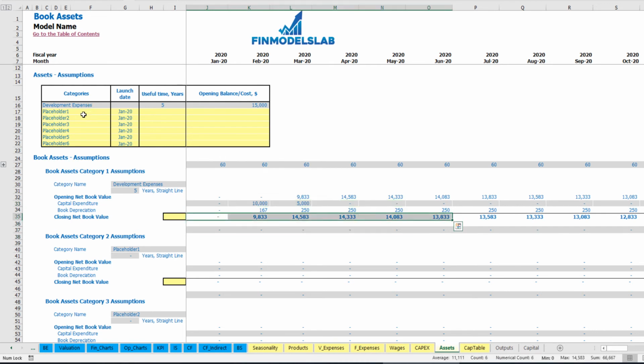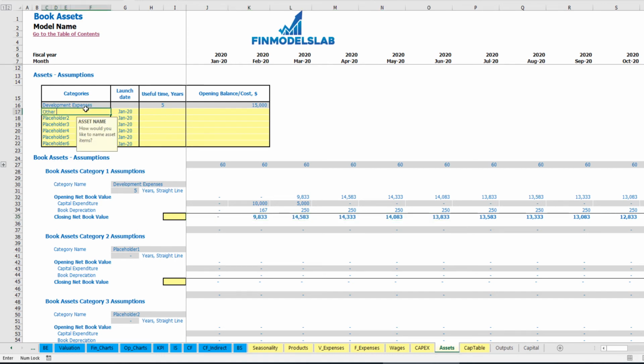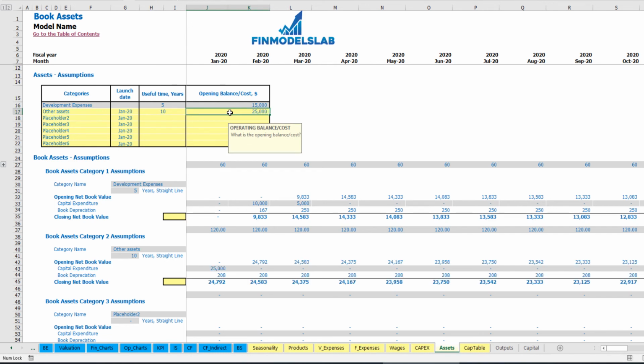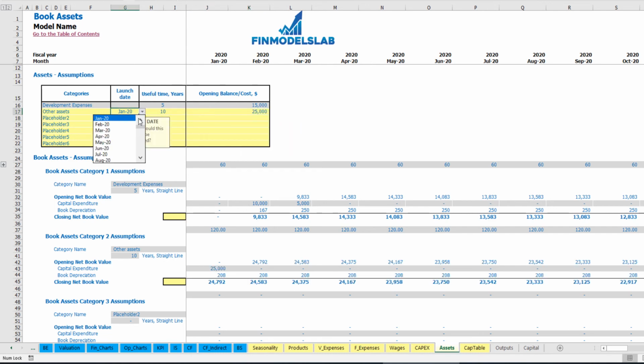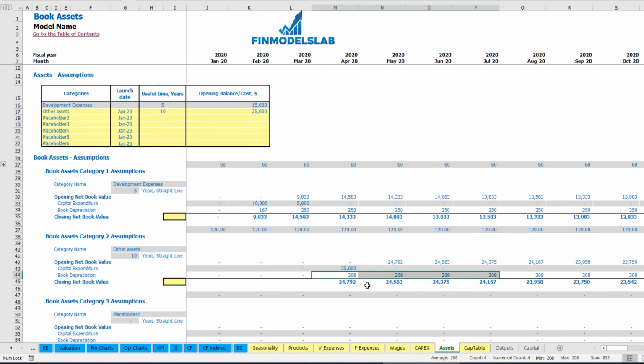Additionally, you have up to 6 placeholders for other assets. For example, other assets with useful time of 10 years with cost of $25,000 and with launch date in April. You may find it in here. You can see capital expenditure. You may see book depreciation by months for these amounts, and you may see closing net book value.